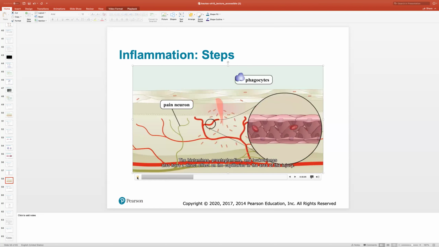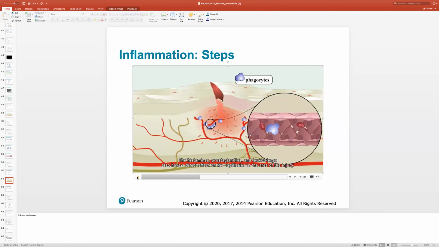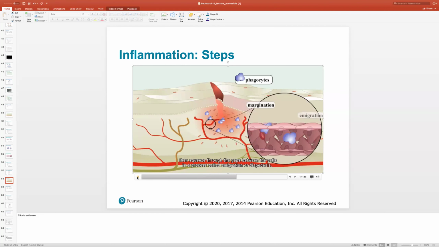The histamines, prostaglandins, and leukotrienes also have a direct effect on the capillaries in the area of the injury. They cause the walls of the capillaries to open and become leakier. This allows more fluid to leave the capillary and enter the tissue spaces, causing swelling or edema. The increased blood flow delivers phagocytes, such as monocytes and neutrophils, to the scene. The phagocytes stick to the walls of the blood vessels in a process called margination, then squeeze through the gaps between the cells in a process called emigration or diapedesis.